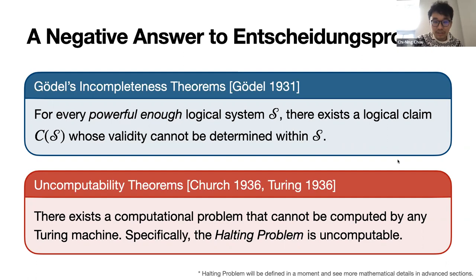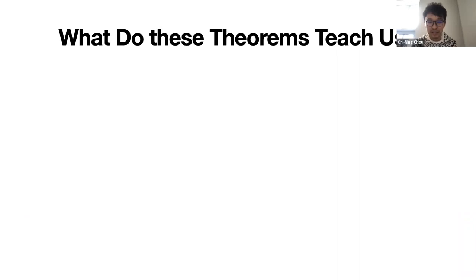Okay. So I know this slide might be a little bit overwhelming for people who are not familiar with mathematical theorems, so it's totally fine. And if you are interested in more details, you can go to the reference or advanced section. But for now, let's take a small step back. Now we have a negative answer to Hilbert's problem, and we saw Gödel's incompleteness theorem and the uncomputability theorems. What do these theorems really teach us?